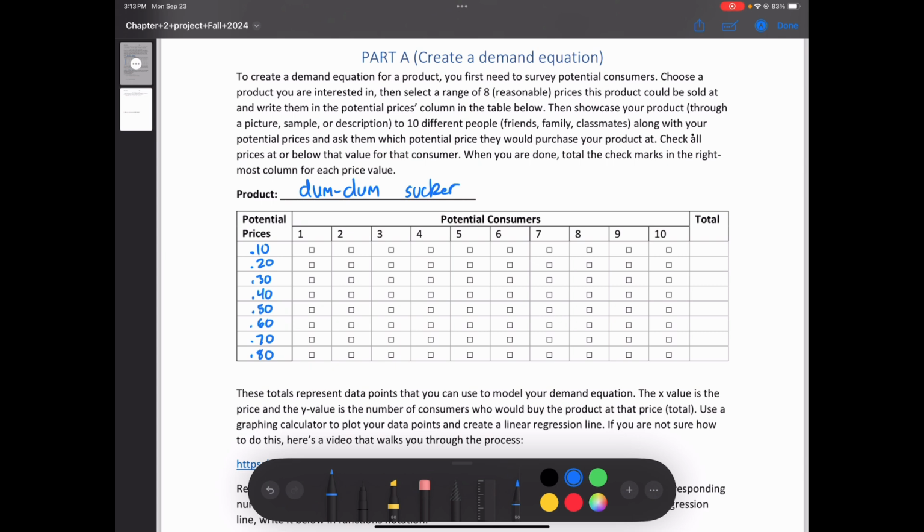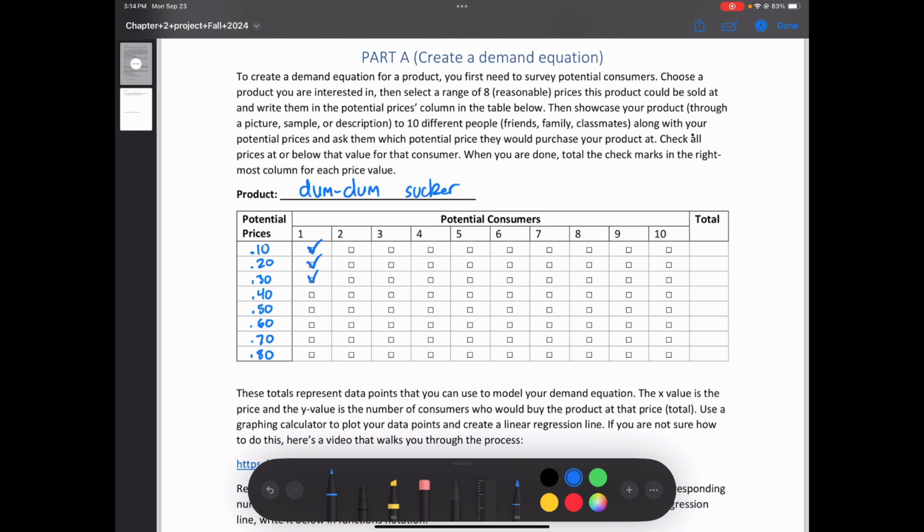If it makes more sense, you can do this one price at a time and just ask them, would you be willing to buy the sucker for 10 cents? Okay, would you be willing to buy the sucker for 20 cents? For each of these that they say yes to, you'll just check. So let's say I'm asking one of my friends, would you be willing to buy the sucker for 10 cents? He says yes, check. Okay, would you be willing to buy it for 20 cents? Sure, yeah, check. Would you be willing to buy this for 30 cents?